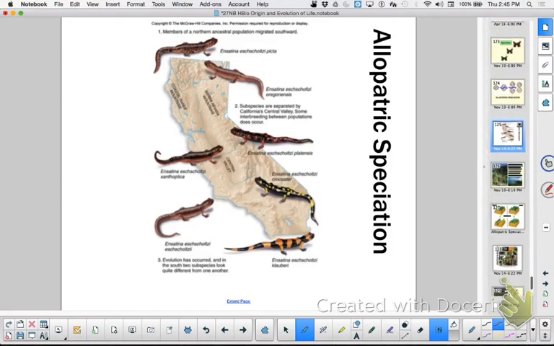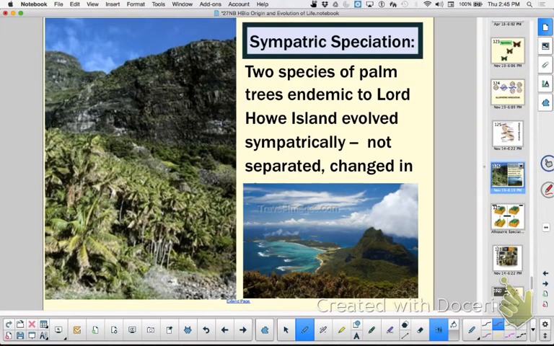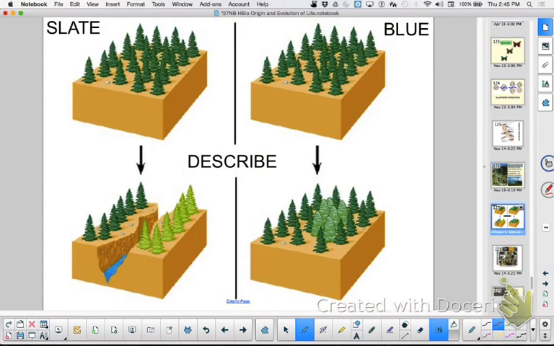Okay, sympatric speciation: I was right next to you when you evolved. Usually that's got to be a chromosomal change of some sort, and that would be much more likely in a plant than any kind of animal. And then I gave you this diagram right here. And this one on the left would be modeling what? Allopatric. This one would be sympatric.